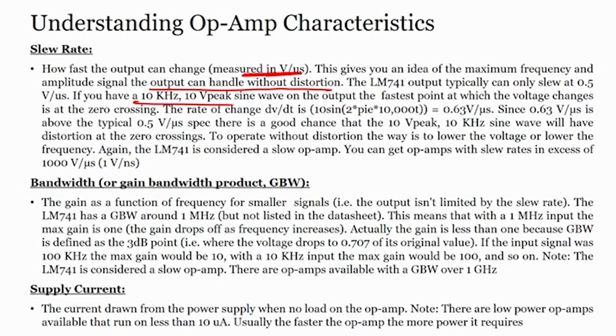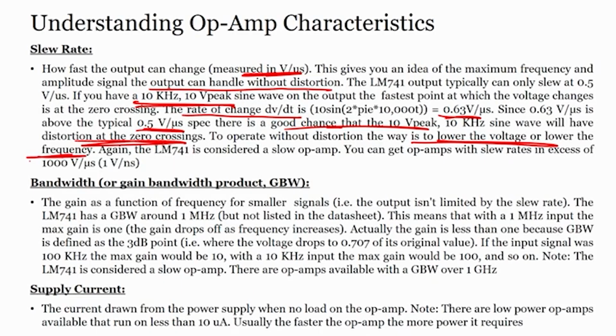So, if you have a 10 kilohertz, 10 volt peak to peak sine wave on the output, the fastest point at which the voltage changes is at the 0 crossing, and the rate of change dV by dt is nothing but 0.63 volts per microsecond. Since 0.63 volts per microsecond is above the typical value of 0.5 volts per microsecond specified in the data sheet, there is a good chance that the 10 volt peak to peak sine wave will have distortion at 0 crossings. To operate without distortion, the way is to lower the voltage or lower the frequency.